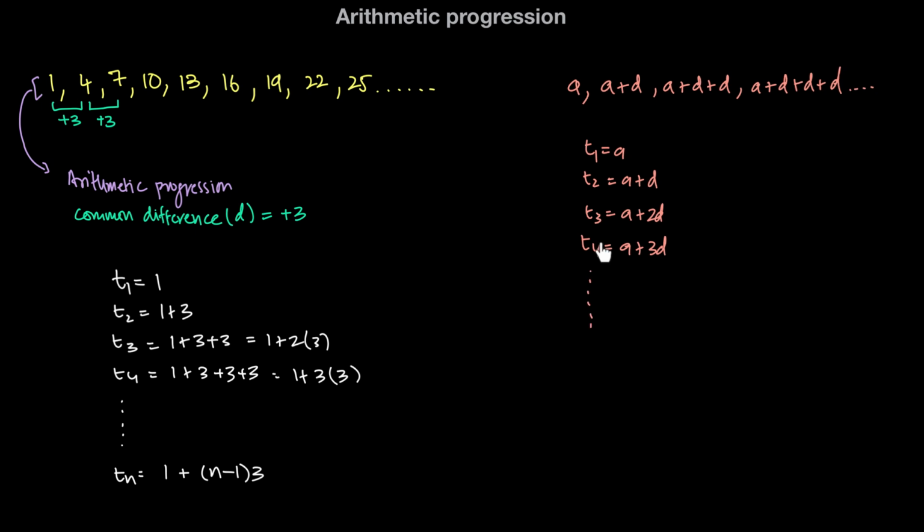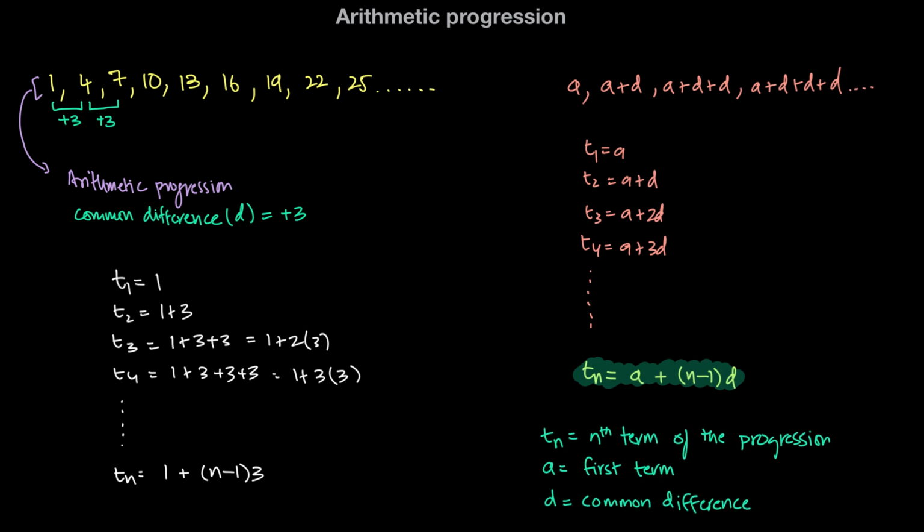So again, if I wanted to find any particular term, let's say the fourth term over here, I add the common difference 3 times, or 1 fewer time, to the initial term. So if I add the common difference once, twice, and 3 times, I get the fourth term. So more generally, I can say that the nth term of an arithmetic sequence is the first term a plus n minus 1 times d. So here we have a general formula for the nth term of an arithmetic sequence. Here, Tn represents the nth term of the sequence or the progression. The letter a represents the first term, and d represents the common difference.